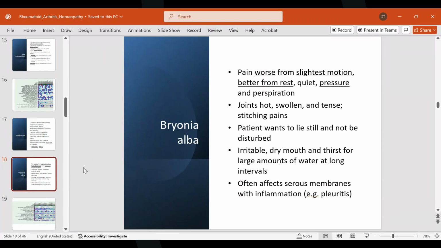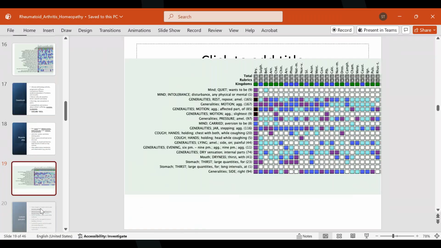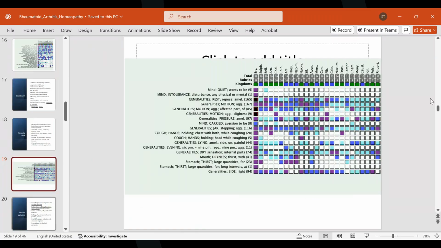They're irritable. They have a dry mouth, but they want to drink large quantities infrequently. Why? They don't want to move. So again, pleuritis you can have with this. Here you see they want to be quiet. Intolerant of any disturbance. They're better with rest, better with motion. They're not like a Pulsatilla. They're more like an angry bear. You don't want to get near them.